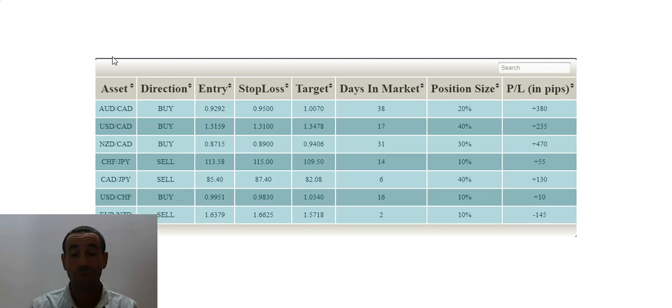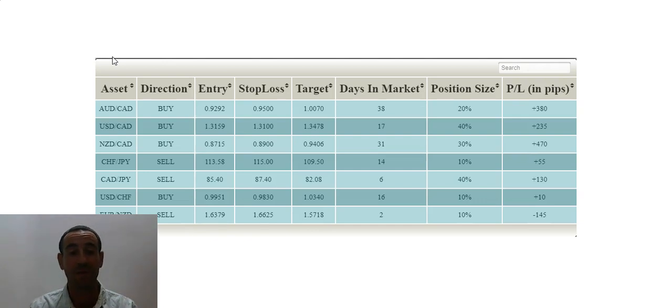The second position I hold, dollar versus the Canadian, 17 days already. We're getting closer to the price target. I think it's about less than 100 pip right now. Counting 235 pip in profit. Position size is getting bigger, 40%, so that's good.